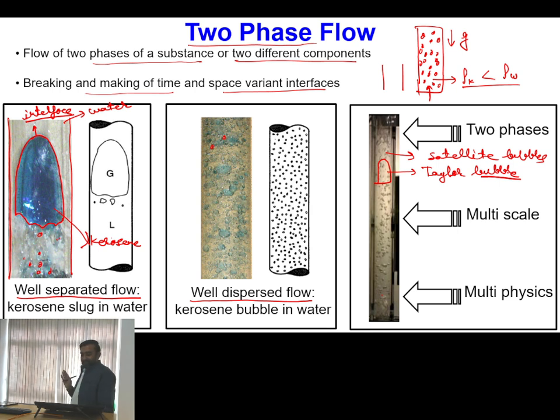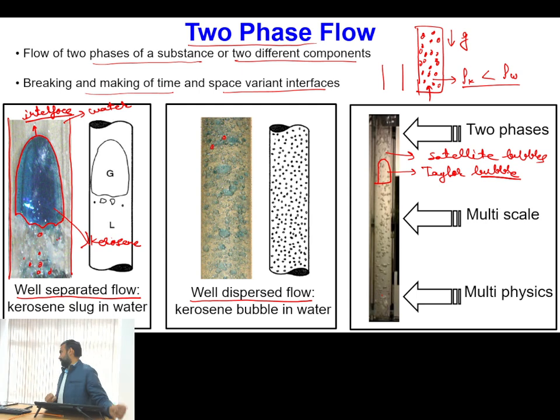Now, it is interesting to note, when single phase flow happens through a pipe, then to characterize that flow, whether the flow is laminar or turbulent, what do we do?